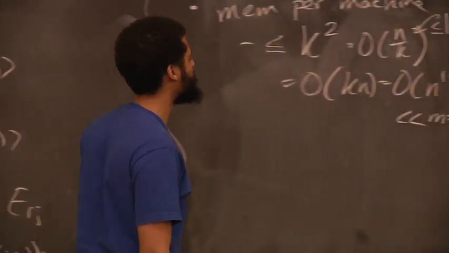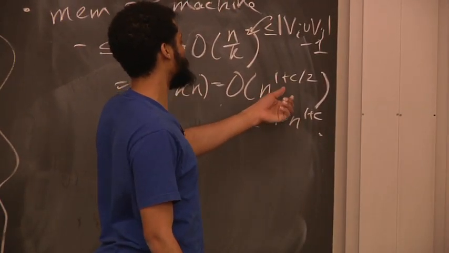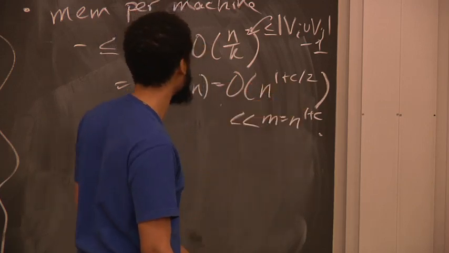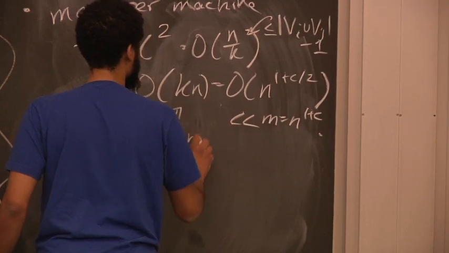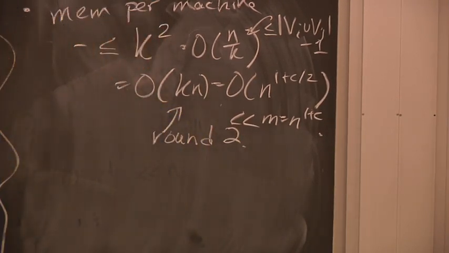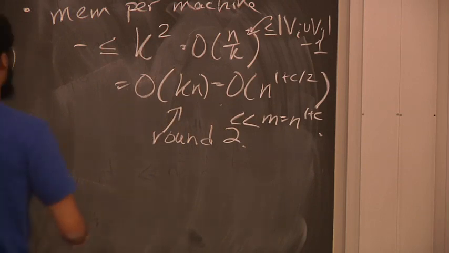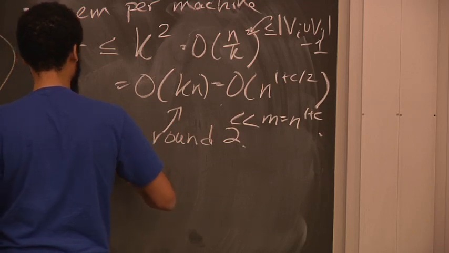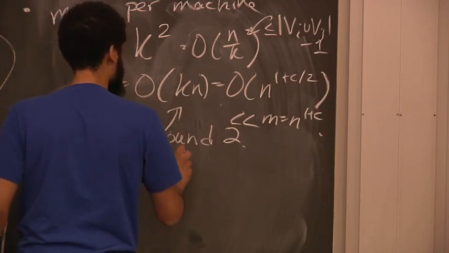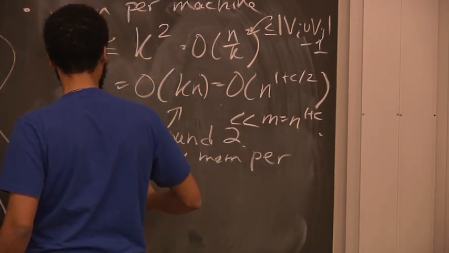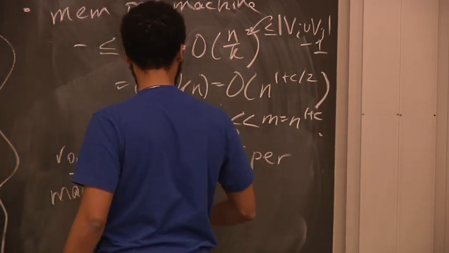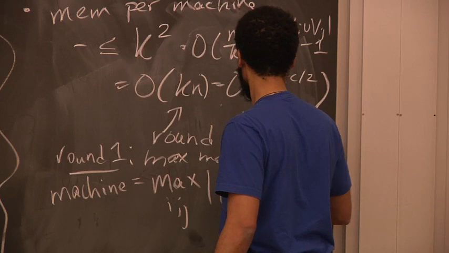In particular, if the graph is nearly dense, meaning close to n squared edges, I'm using about n to the 3/2 memory per machine. This is just in round 2, which gets all of the Mij's to then compute M. And then for round 1, the max memory per machine is just equal to the max over all ij of the size of Eij.